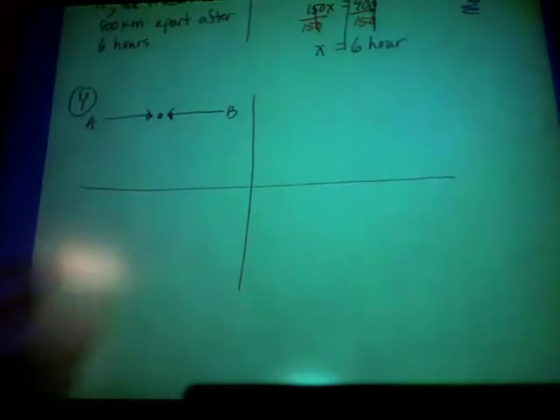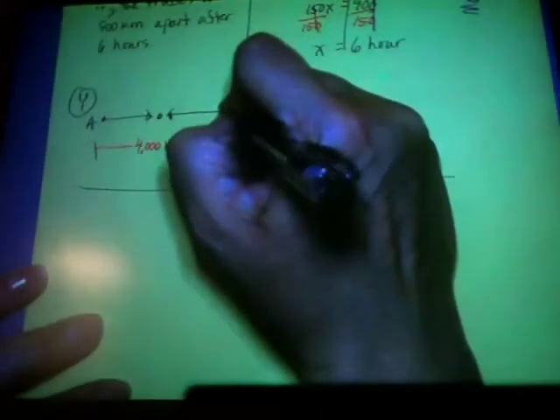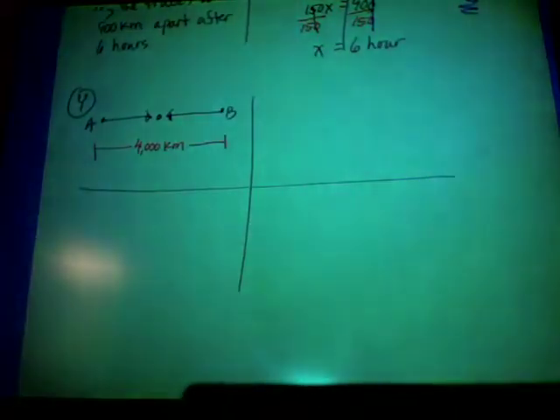And it says that they're 4,000 kilometers apart. So 4,000 kilometers will be the distance from here to here, from this point to this point. It says the rate of one jet is 100 kilometers faster than the rate of the other. What don't we know? The rate of the other jet. It doesn't matter which jet you consider the other jet.